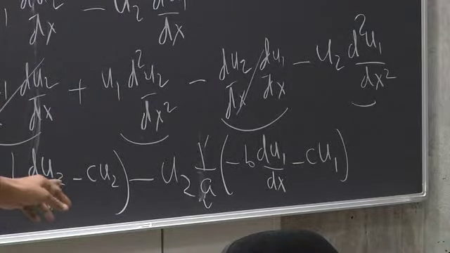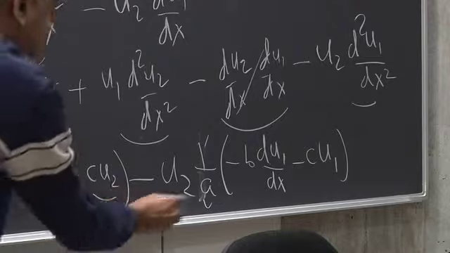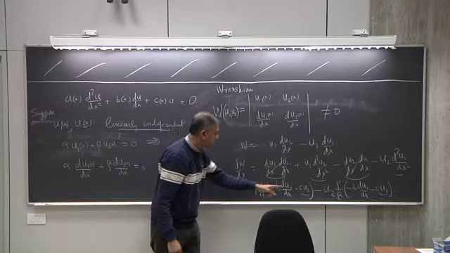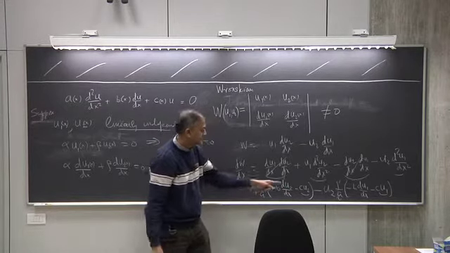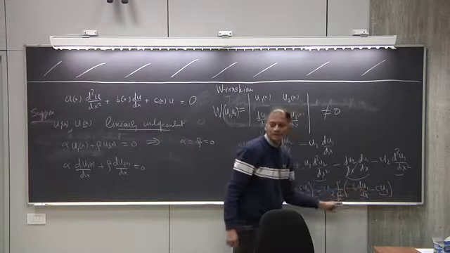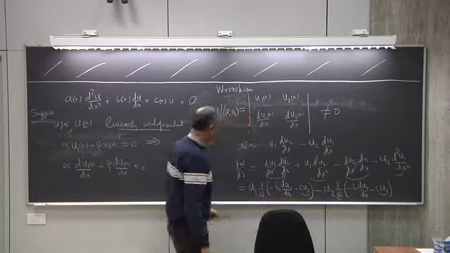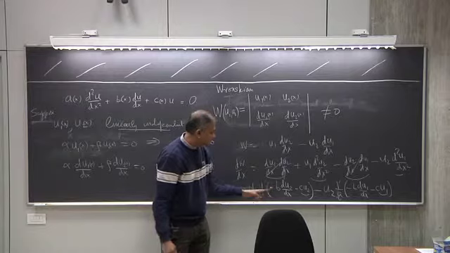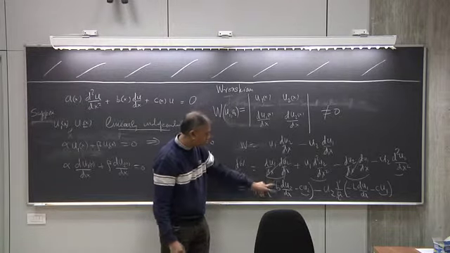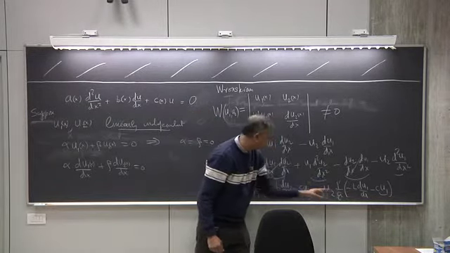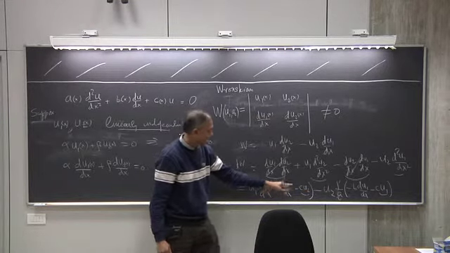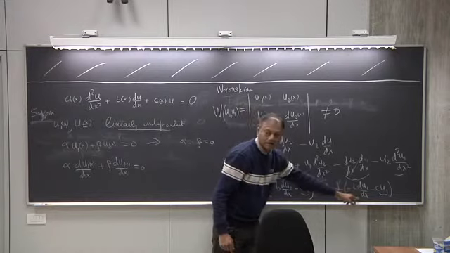And now you see that again, this term cancels with that, right? Because this is u1 u2 times minus c over a, and that is u2 u1 times minus c over a, so that cancels. So what is left over is that: minus b over a is a common factor in both the terms. And after that, what you're left with is u1 du2 by dx minus u2 du1 by dx.